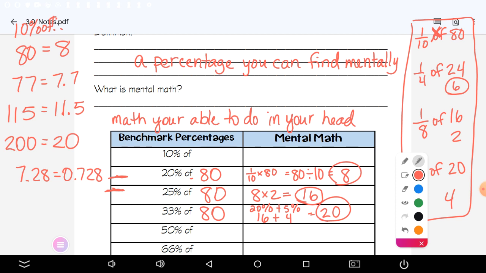1/10 to the left. If you're multiplying by 10, you move to the right. So if you can find 10% of a number, you can find any percentage. So let's just practice this. I'm going to clear everything up there.